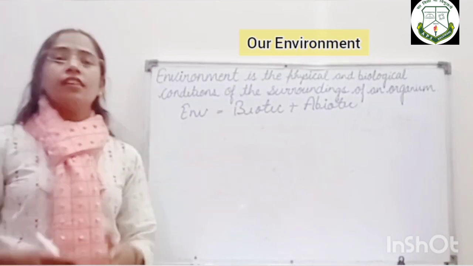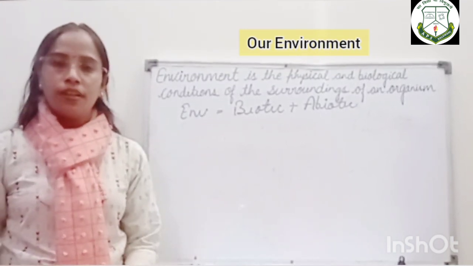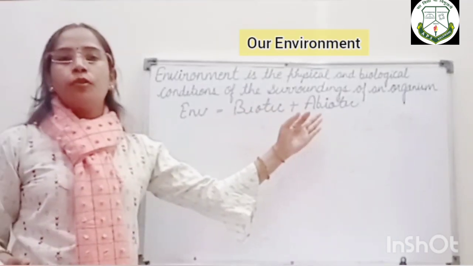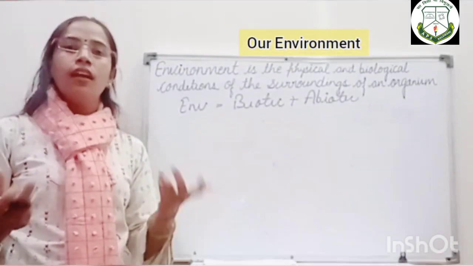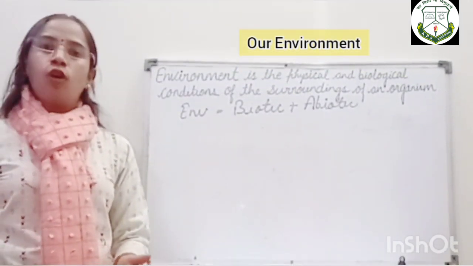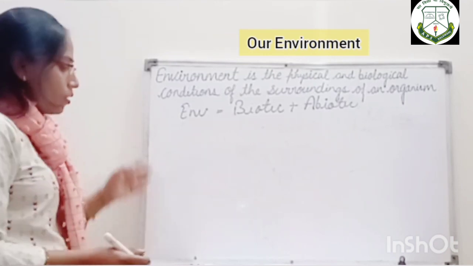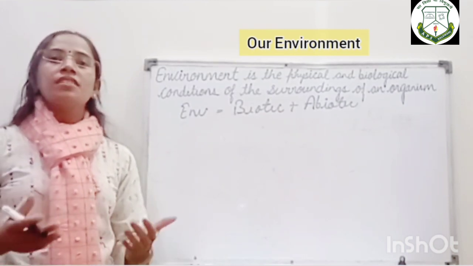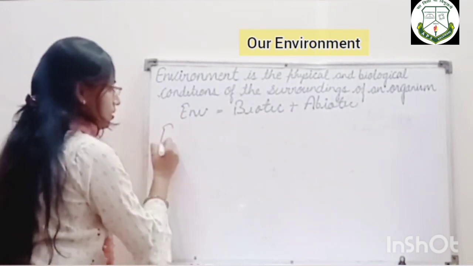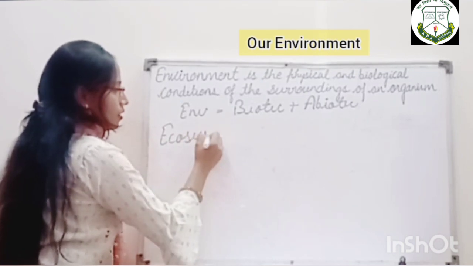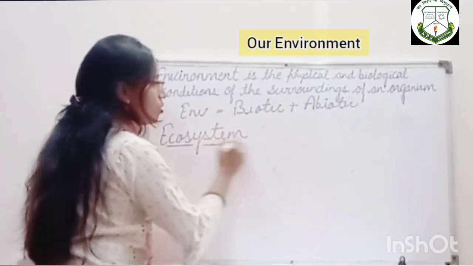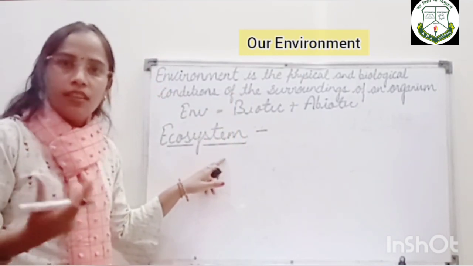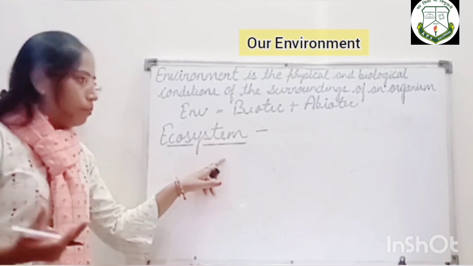The biotic components include the living organisms of our environment such as plants, animals, human beings, etc. And the abiotic components are the non-living components of our environment, like soil, water, minerals, etc. Now, all the living organisms together with their non-living components form an ecosystem. Ecosystem is the interaction between the biotic and abiotic components.